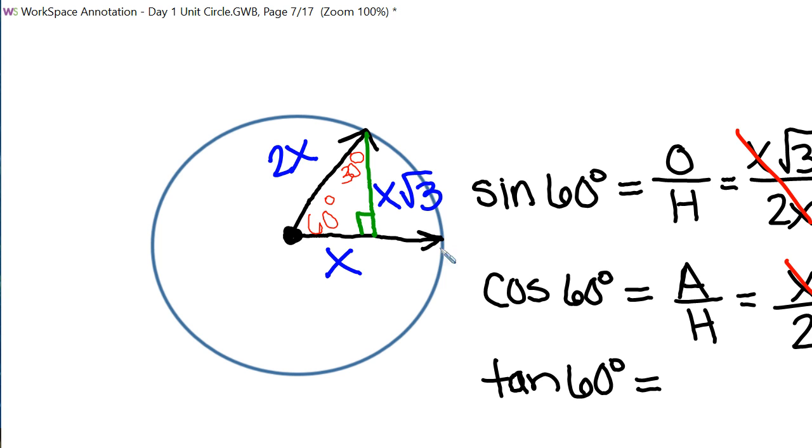And for the tangent, using SOH-CAH-TOA is opposite over adjacent. So the opposite side is x square root of 3. The adjacent side is x. These x's cancel, and that gives us square root of 3. Or you could have done sine over cosine, and if I make these over one another, sine divided by cosine, what happens with these two? They cancel. So the tangent is square root of 3 over 1. Or opposite over adjacent.